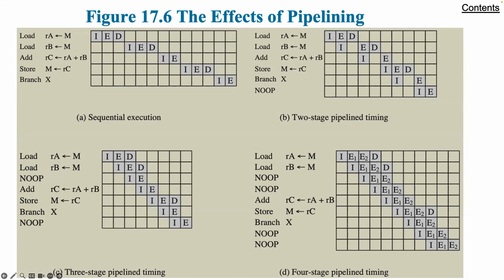Even very simple pipelining can substantially improve performance. Figure 17.6b shows a two-stage pipelining scheme in which the I and E stages of two different instructions are performed simultaneously. So we can start doing more than one thing at a time. We can see the number of clock cycles, 2, 4, 6, 8, 10 or so, and this is going to execute faster. That would be one advantage that we would see with that.